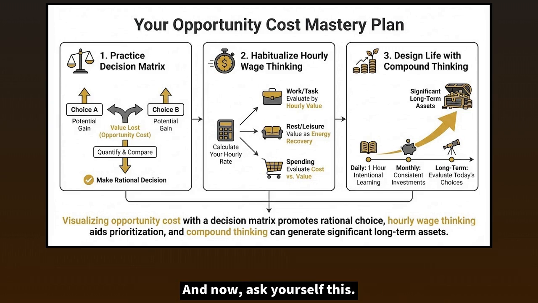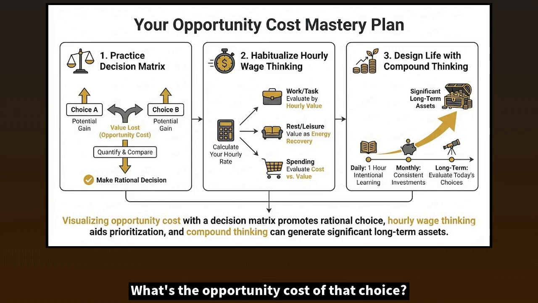And now, ask yourself this. What are you spending your time on today? What's the opportunity cost of that choice?